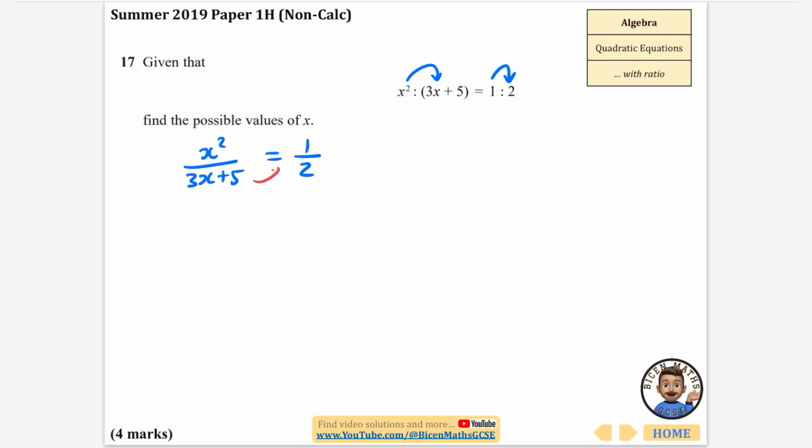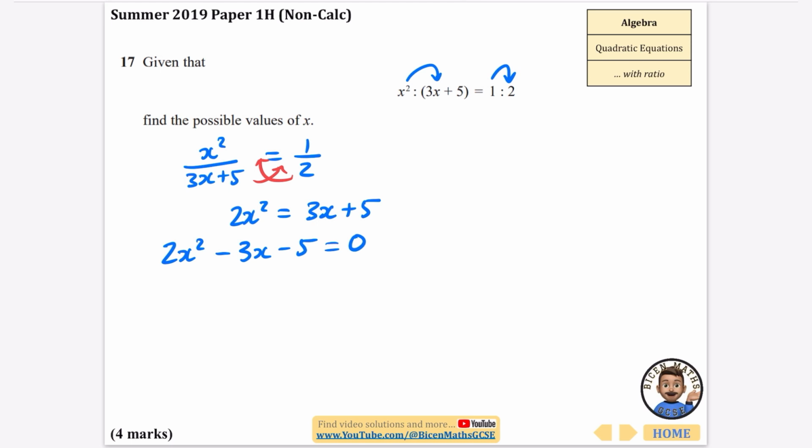Now the 3x plus 5 is going to go up there, and the 2 is going to go up to the other side as well, which gives us 2x squared equals 1 multiplied by 3x plus 5. Now we're going to make this like a quadratic. We're going to put it all on one side, so we get 2x squared minus 3x minus 5 equals 0. And now we have to try and figure out what to do.